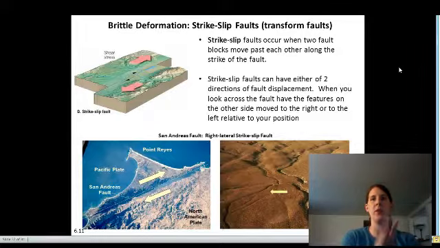Okay, strike slip faults, also known as transform faults. These occur when two blocks move past each other along the strike of a fault. So this is horizontal movement.